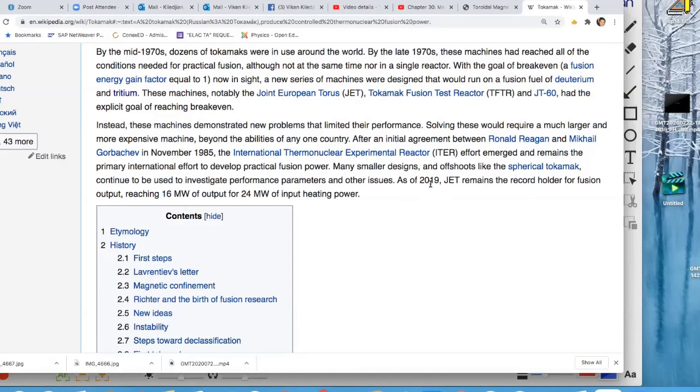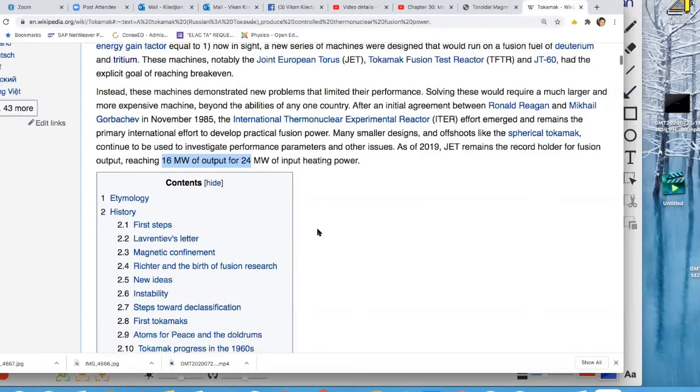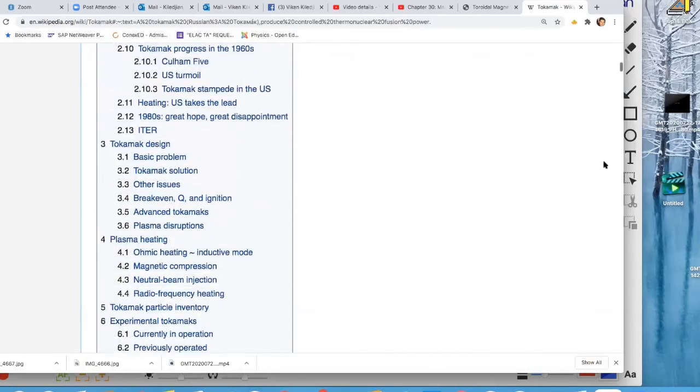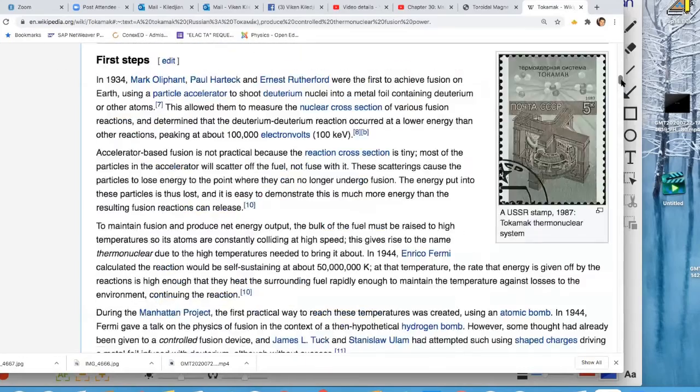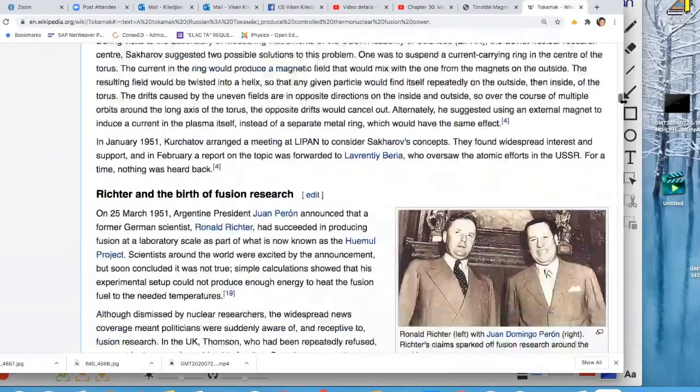Wow. In 2019, JET remains the record holder for fusion output, reaching 16 megawatts of output for 24 megawatts of input heating power. That's pretty efficient. 16 out of 24, that's 67% efficiency. Wow. So you can go read up more. They give you the whole history.